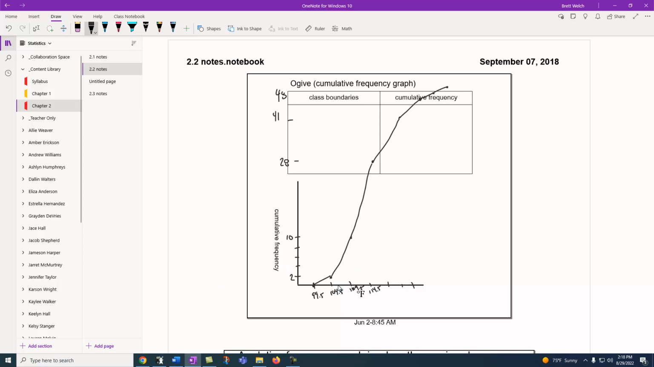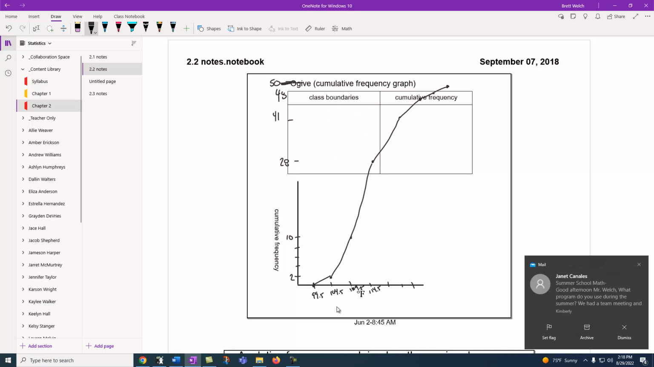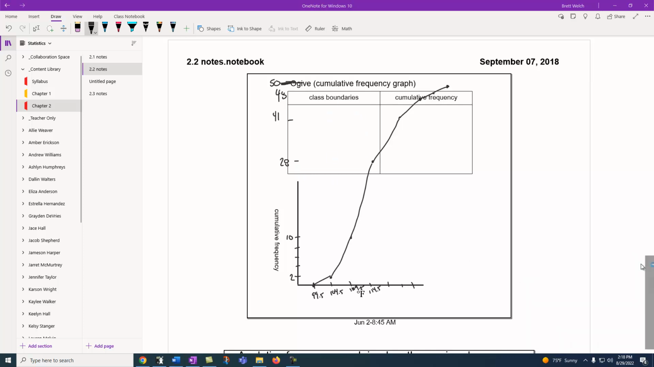The idea is that at the end of the day, our frequency should end up at the total number of data points that we had, which was 50. We use the upper class boundaries. Okay, so we've got to make sure we're using those upper class boundaries. We'll start at the lower class boundary with 0 and work our way up from there.